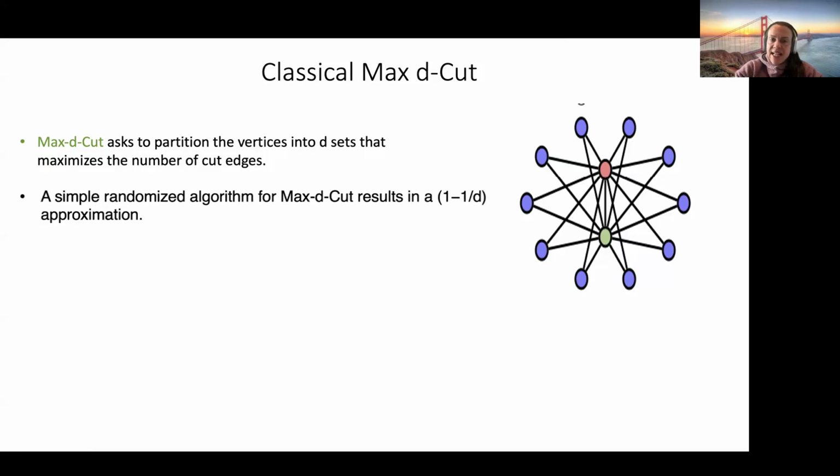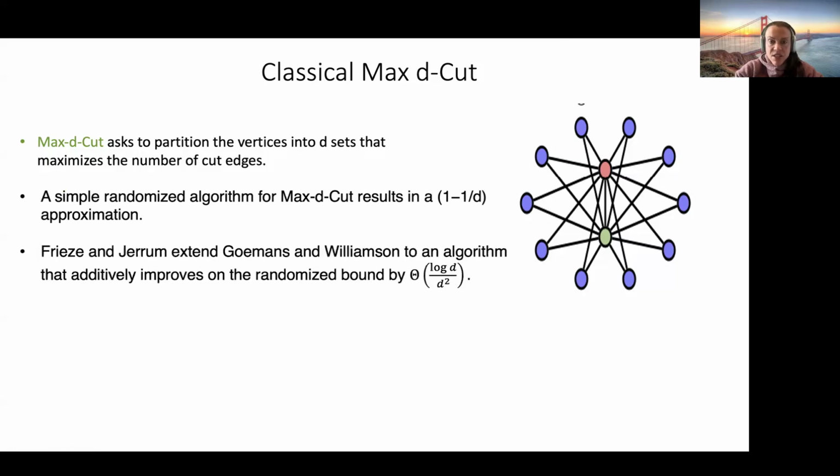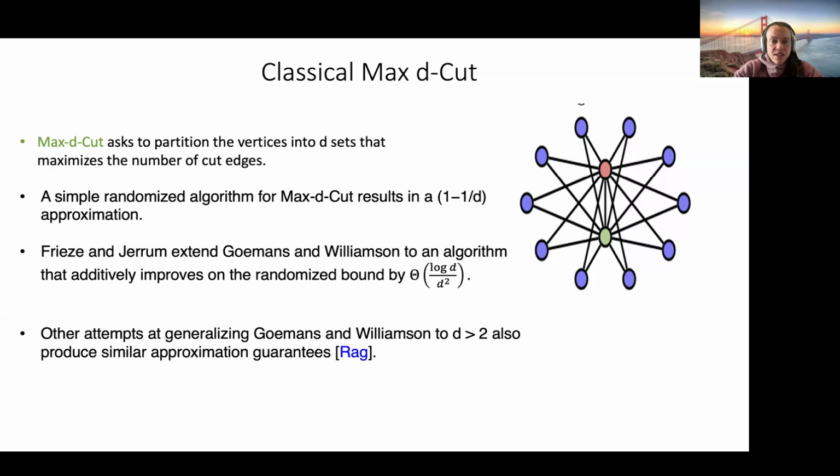And there's a simple randomized algorithm for max D cut that results in a 1 minus 1 over D approximation, and also a better bound by Frieze and Jerrum, who extend the Goemans-Williamson max cut algorithm to an algorithm with additive improvement log D over D squared. And there's a lot of other work also on max D cut because of its importance to community detection and partition and all of that stuff in computer science.